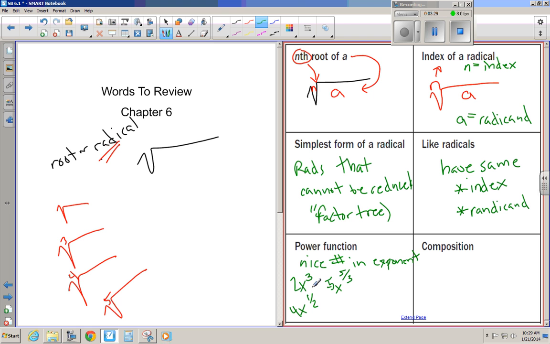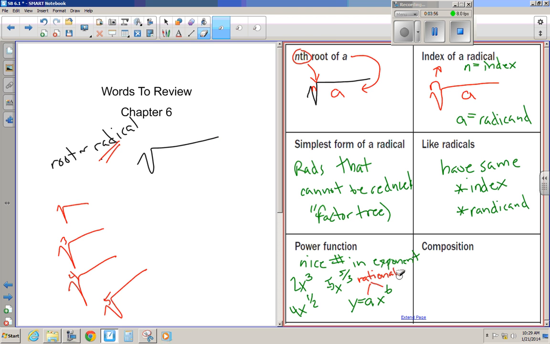The key to a power function is that the coefficient and the exponent must be rational. So I'm going to put here y equals ax to the b, because this number and that number have to be rational, or nice numbers.